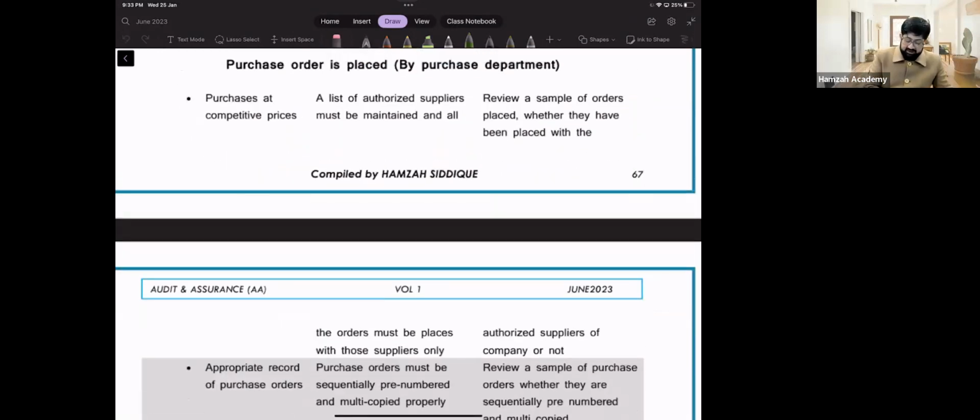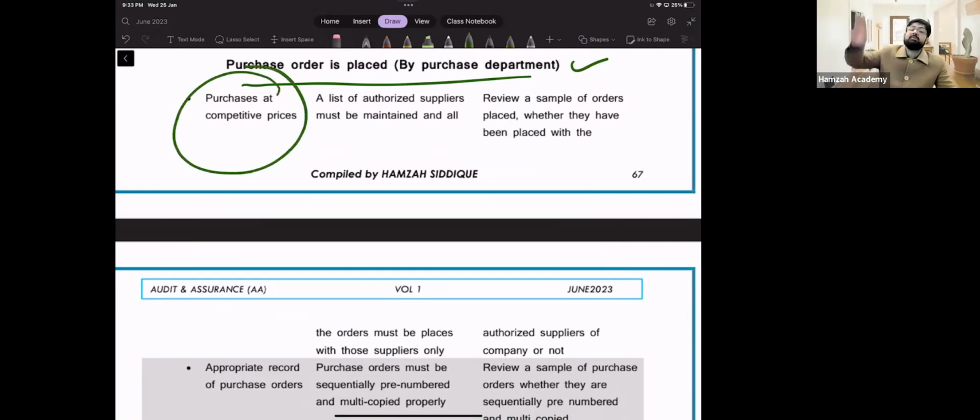Yes, purchase order is placed by purchase department. You see segregation of duties. So purchase is at competitive prices. One company says, okay, how to achieve this objective? They say we will call the tenders, and we will place order with the lowest price, the supplier with the lowest price. Okay, good. The other company says no, we will maintain an authorized supplier list who are selling it cheaper in the market. An order which should be placed with them. Both are okay. Objective achievement.